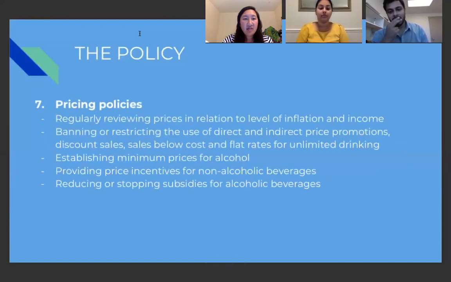The 7th target area is pricing policies. Regularly reviewing prices in relation to the level of inflation and income, banning or restricting the use of direct and indirect price promotions, discount sales, sales below cost, and flat rates for unlimited drinking, establishing minimum prices for alcohol, providing price incentives for non-alcoholic beverages, and reducing or stopping subsidies for alcoholic beverages.